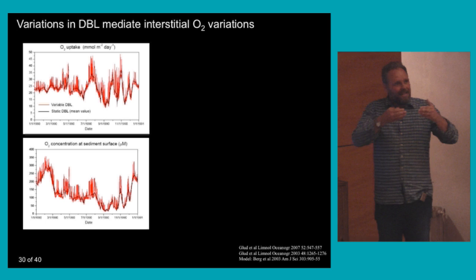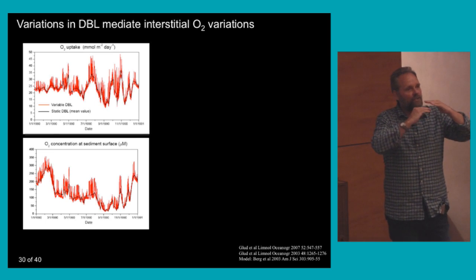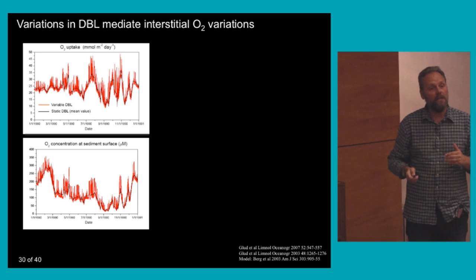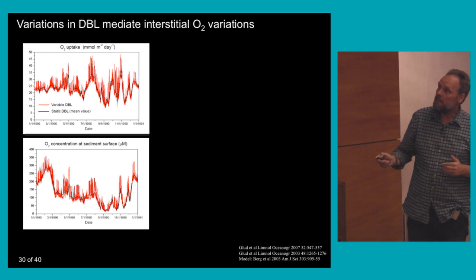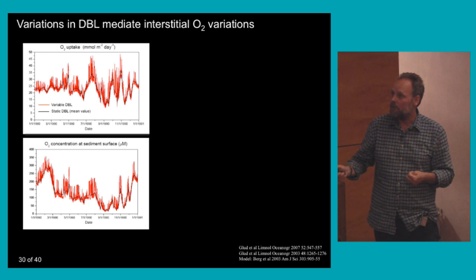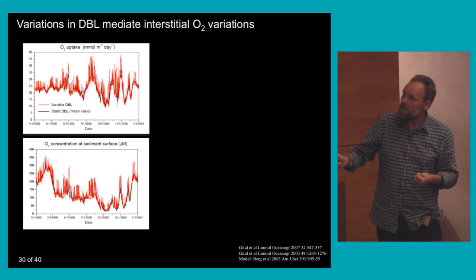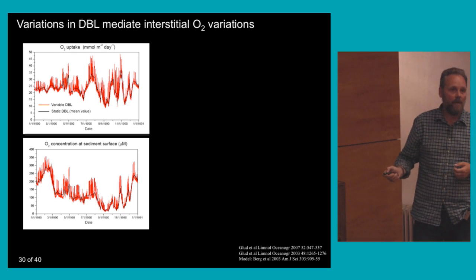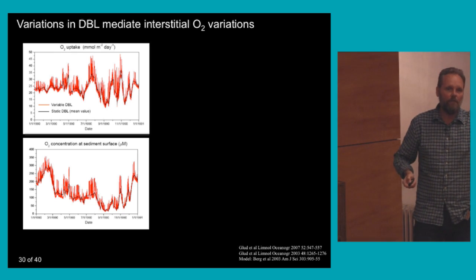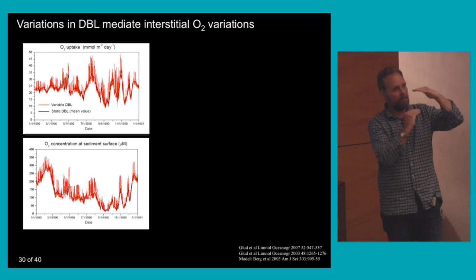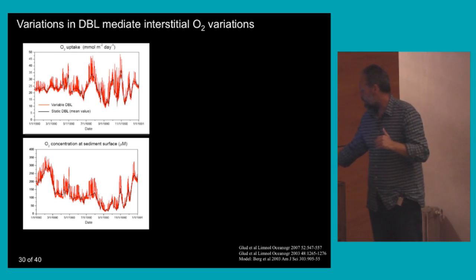What the diffusive boundary layer is doing is changing the thickness of the DBL, and thereby all the time the oxygen uptake rates and the oxygen availability in the sediment. And by using in situ flow measurements, we could quantify the thickness of the diffusive boundary layer. Using the true diffusive boundary layer, what kind of oxygen uptake rates would you have? You have tremendous short-term variations in the oxygen uptake rate, driven by the fact that the diffusive boundary layer is simply moving up and down.